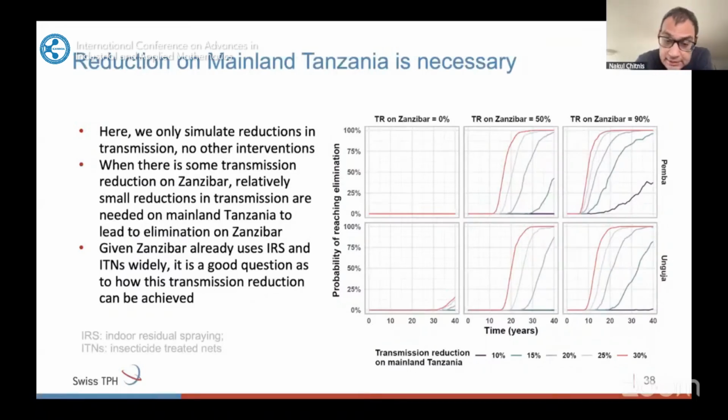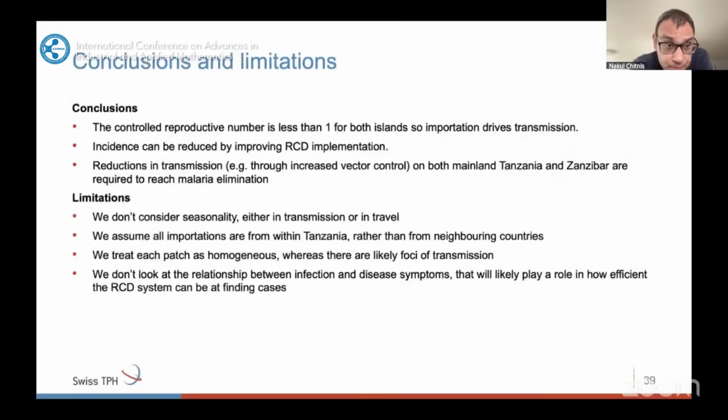So in many places that are close to elimination, the best way to achieve elimination is to help their source countries or the source areas which are sending you malaria cases. So, one example would be if South Africa were to target malaria in Mozambique, it would probably be more likely for South Africa to get to elimination. I think again, because I'm running out of time, I will conclude.